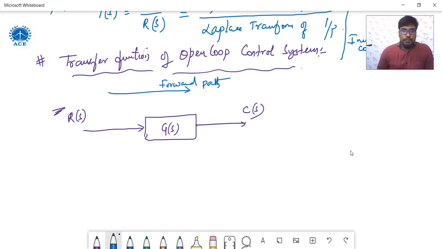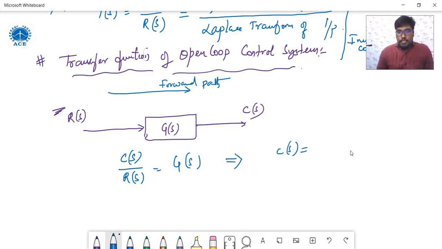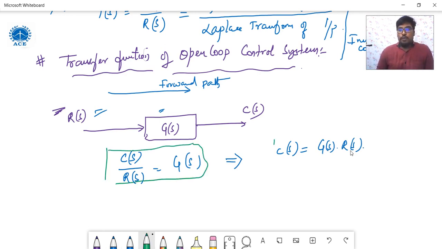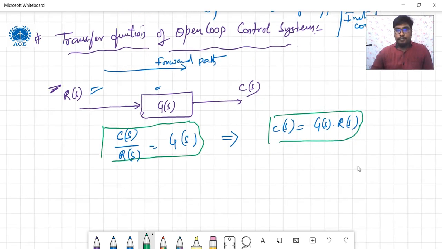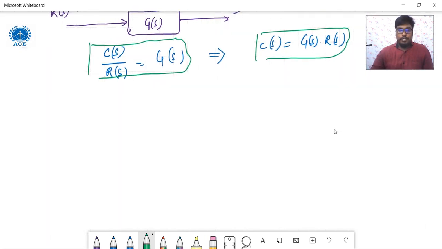Therefore how can we mention this one? So Laplace transform output by input is equal to the function. Or I can write this one, C of S is equal to the product of R of S and G of S, right? So G of S into R of S. So this is the transfer function of open loop control system. Okay, right.